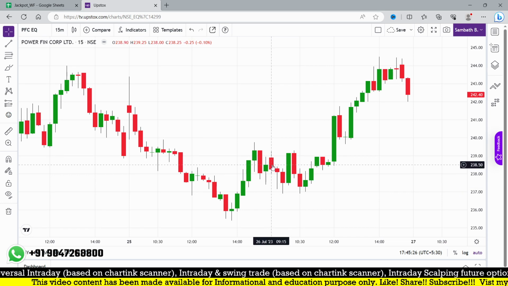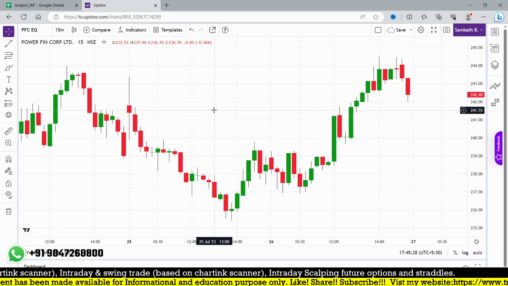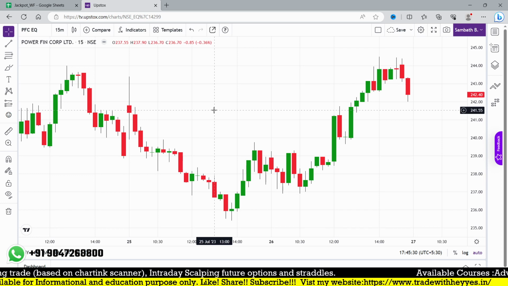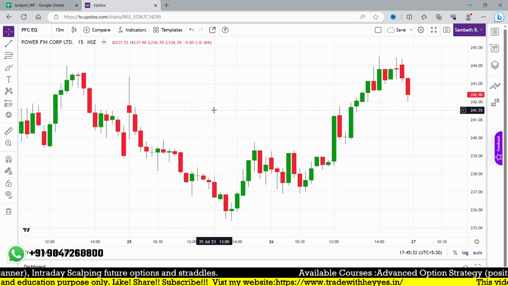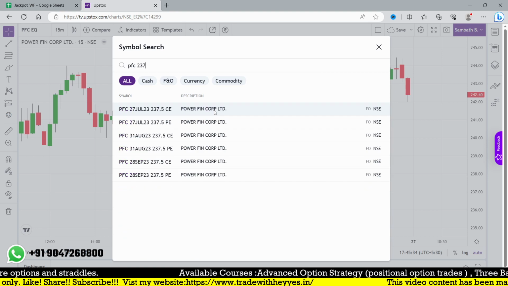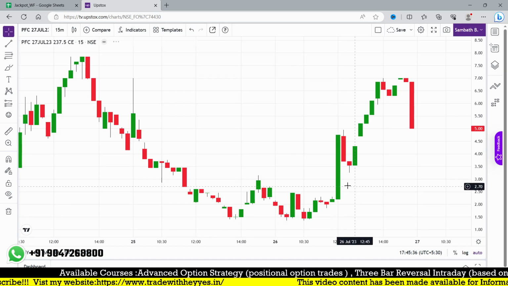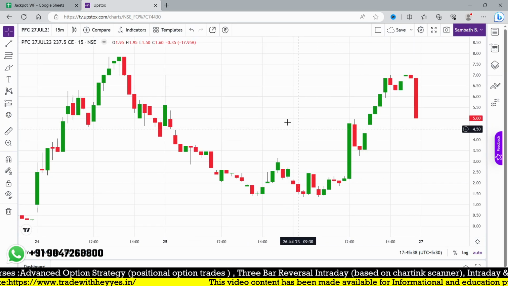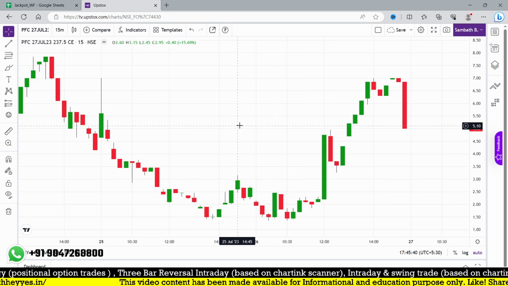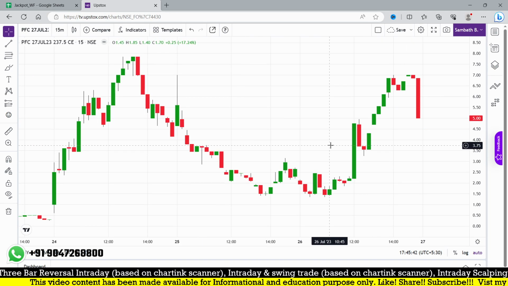Around what is the strike price? Around 238, so our strike price is 237.5. It's a call strike price. If it has good volume, I will go for a 15-minute time frame. Nothing else, I'm not going to make any changes.